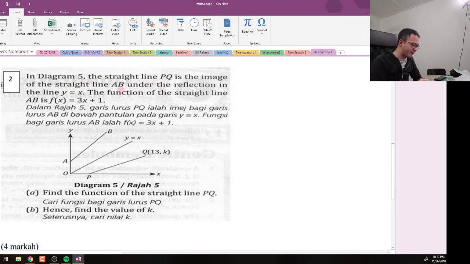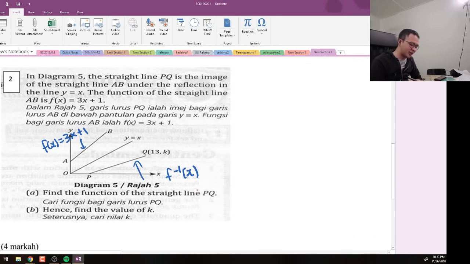You can see in diagram 5, the straight line PQ is the image of the straight line AB. Actually it's under reflection on the line y equals x. The equation of AB is given: f(x) equals 3x plus 1. Then they ask you to find the function of the straight line PQ. When you reflect on the line y equals x, you will get the inverse function. So therefore, the equation of PQ will be f inverse of x.